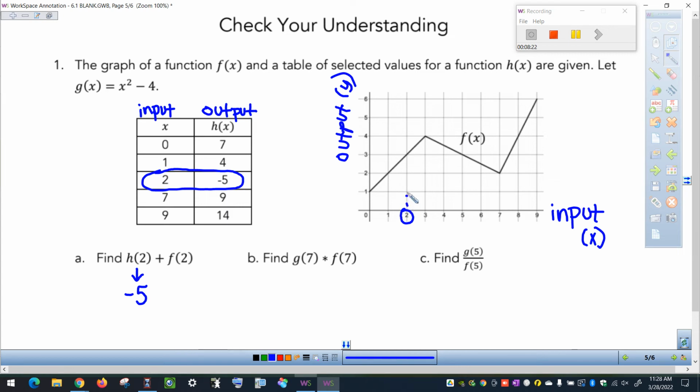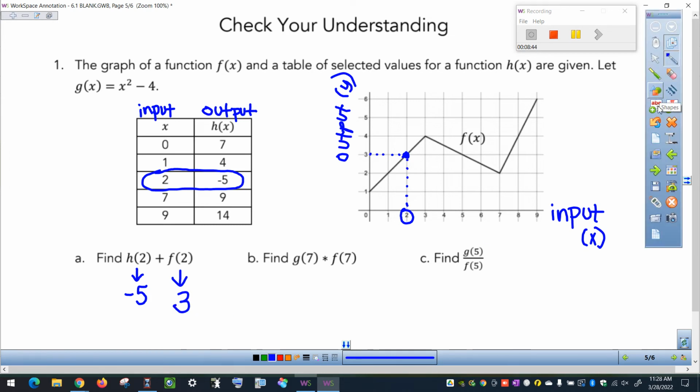All we're going to do is go up to our graph and see where we hit the graph. I'm going to make a little point there. Then we go over to the y-axis, which is where the outputs are, and we can see that the output value is 3. So in other words, when x is 2, our output is 3.